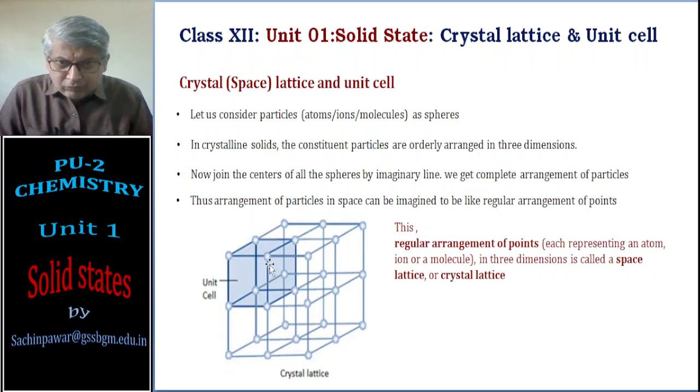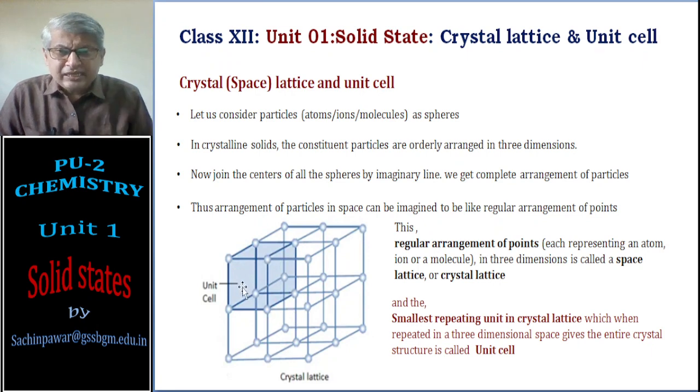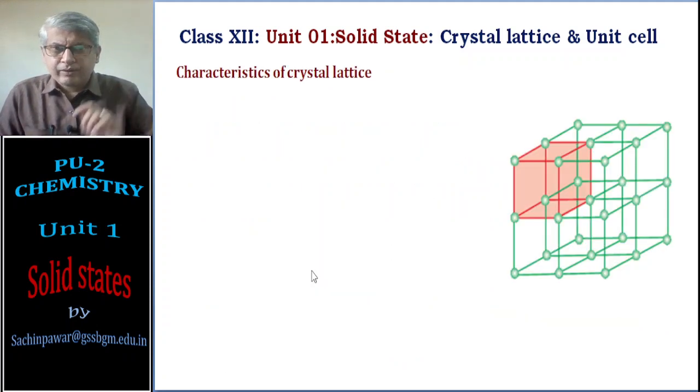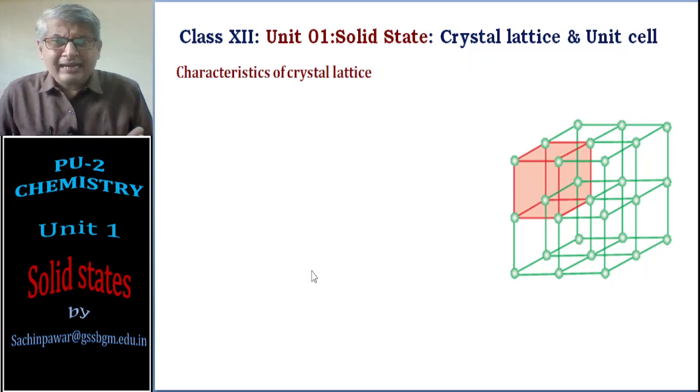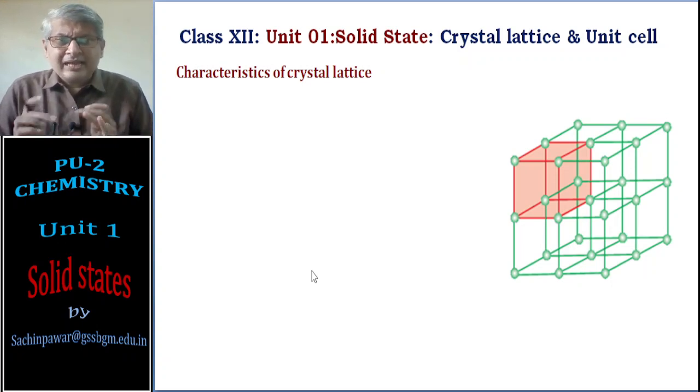This smallest unit in an entire crystal lattice, which when repeated in all possible directions gives the entire arrangement, is called the unit cell. The smallest repeating unit in the crystal lattice, which when repeated in three-dimensional space gives the entire crystal lattice, is called the unit cell. Let us learn details about these unit cells. So we have a unit cell here. Let us see the characteristics of crystal lattice first, and then we shall see the unit cell.